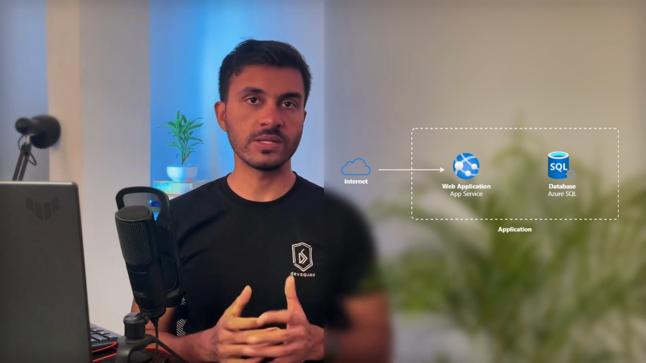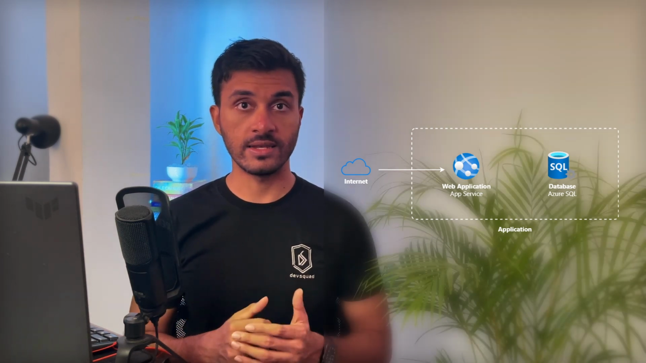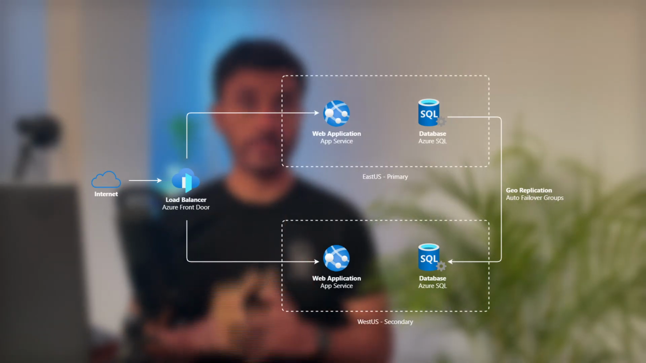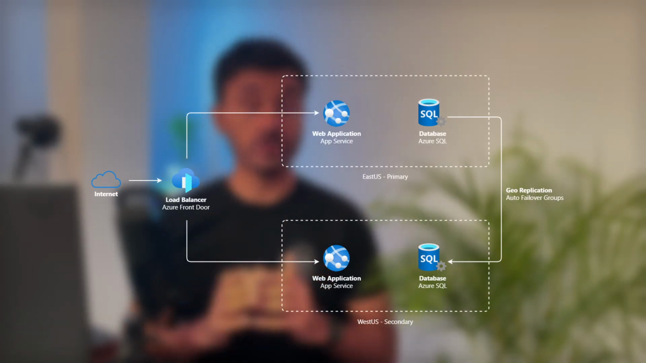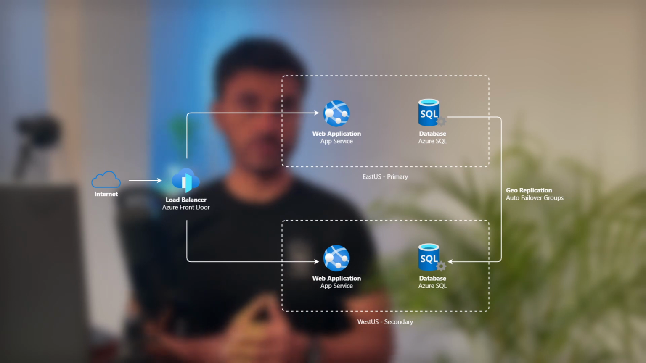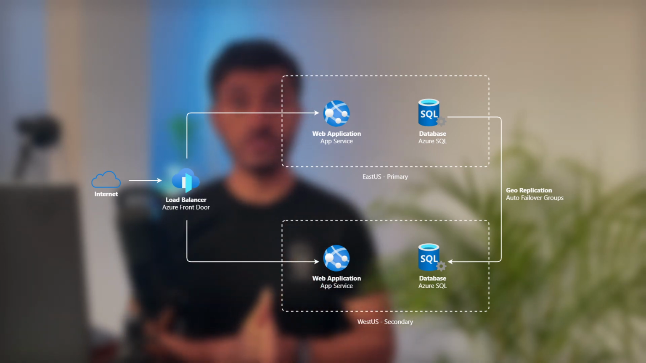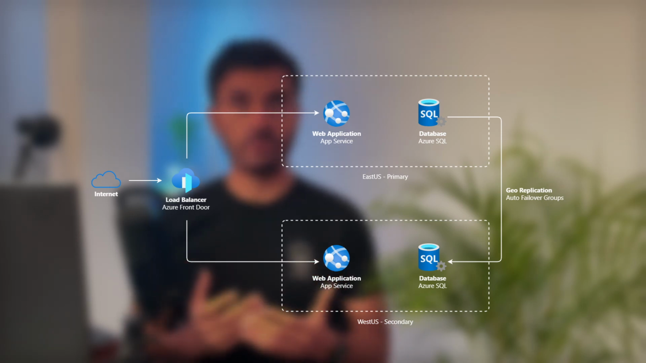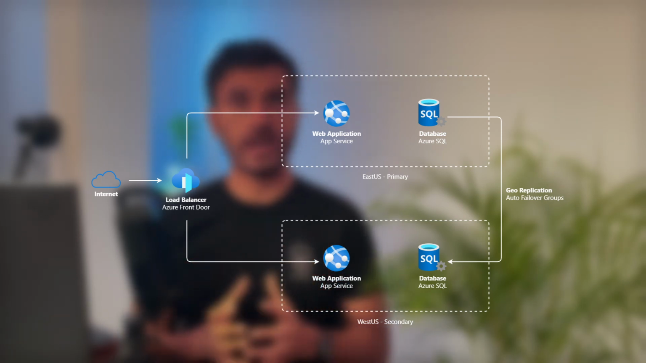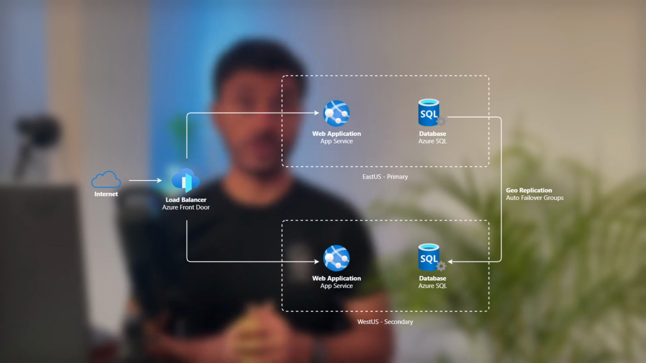To make this application highly available, we need to solve two problems. One of them is database replication, and the next one is load balancing the user requests based on the availability of these two regions. We are going to solve problem number one by configuring auto failover groups for our database. Auto failover groups will continuously replicate the database that I have in my primary region to my secondary region. And the next problem, the load balancing problem, we are going to solve that by using an Azure Front Door service.